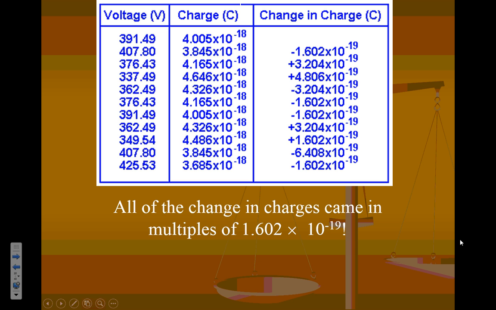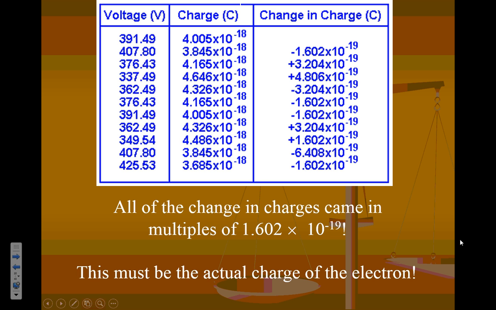So all of the changes in charges in this simplified model that you look here seem to come in multiples of 1.602 times 10 to the negative 19th. So while his numbers would have been more complex than that, they would have all been divisible by this one value because he knew there had to be some whole number multiple of electrons that were on them. And the actual charge of a single electron would then be a whole number divisible by all of those charge differences. And at that point, he said this must be the actual charge then of a single electron.